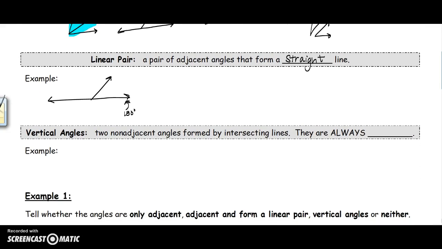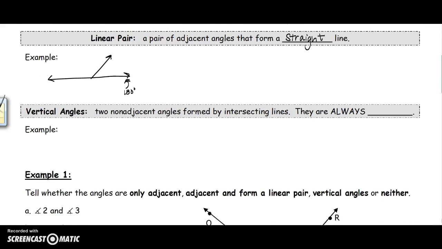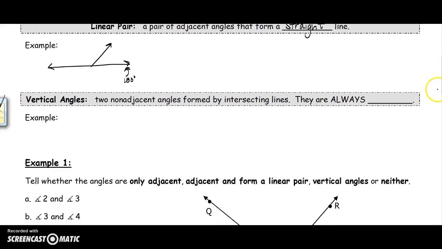Vertical angles are two non-adjacent angles formed by intersecting lines. They are always congruent. So anytime you think you have vertical angles, make sure you trace the lines to make sure that it's one continuous line being intersected by another continuous line. So here when we have these two intersecting lines, you have four angles that are formed. You can say angle 1 is congruent to angle 3, and angle 2 is congruent to angle 4.